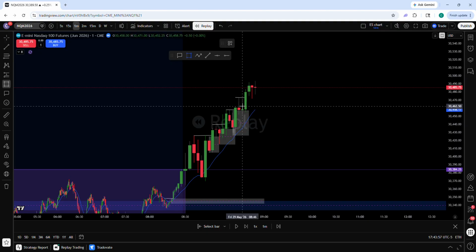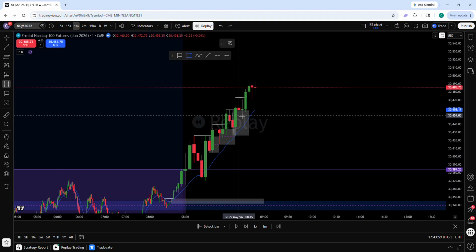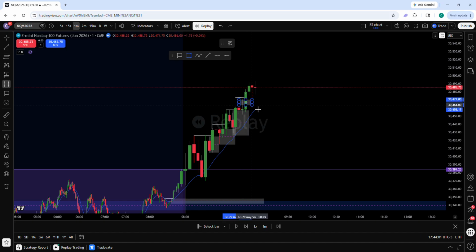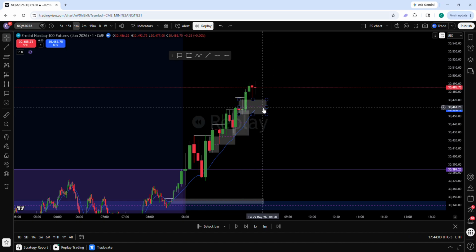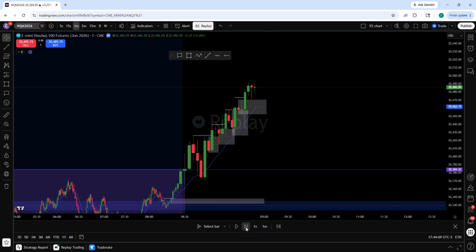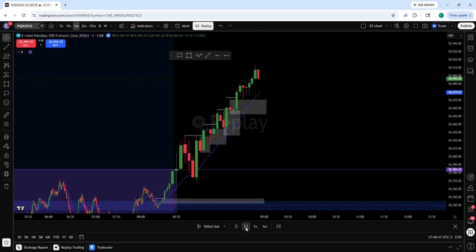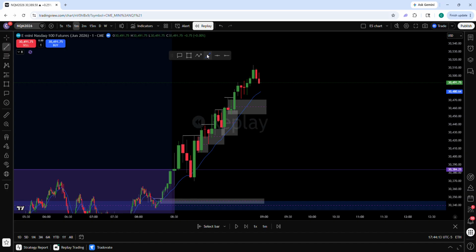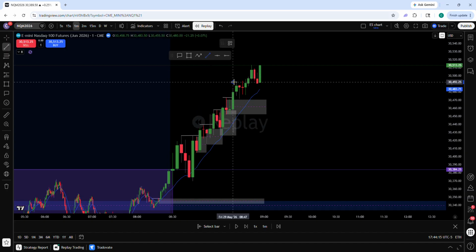We broke. Where's our new zone? This candle right here. That's what I would use. Look, we almost get that tap right there, and we shoot out. Let's see if we actually do get a tap. Nope, we just keep going. So we went up. Here's our high.